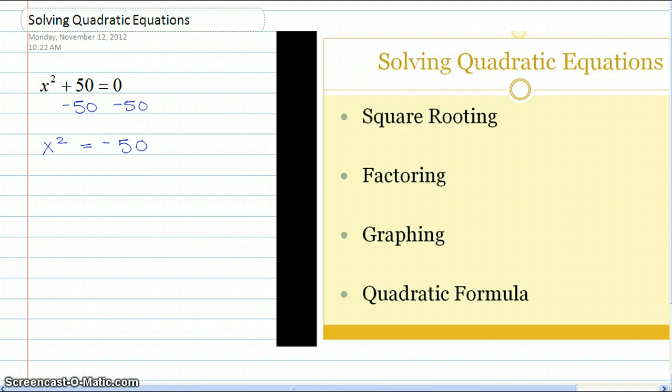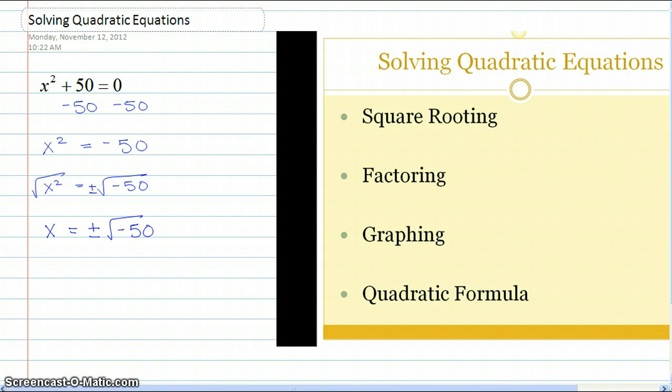Okay, so we learned at the beginning of this unit that in order to solve for a square root, you square root both sides. So square root x squared, that means you would have to square root the negative 50. Whenever we square root and we're solving, remember there always has to be the plus or the minus. So now we have x equals plus or minus the square root of negative 50.